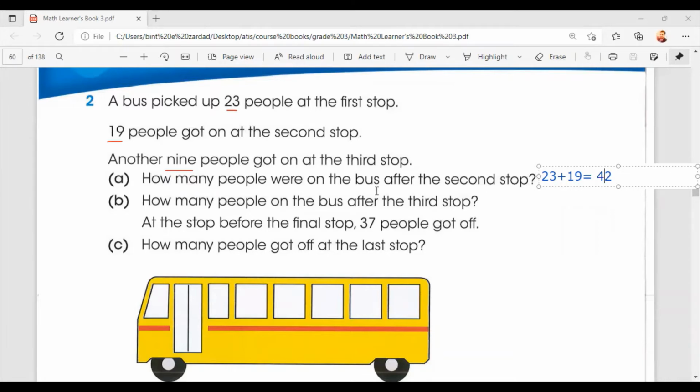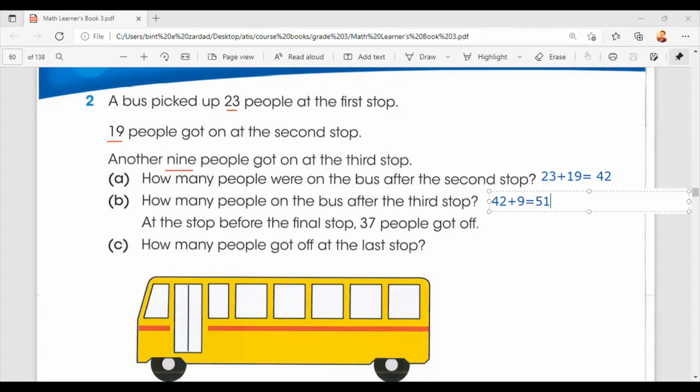After the second stop, how many people are on the bus up to the third stop? So 42 plus 9. 42 plus 10 is 52, so take 1 away because 9 people are coming. 42 plus 9 equals 51.